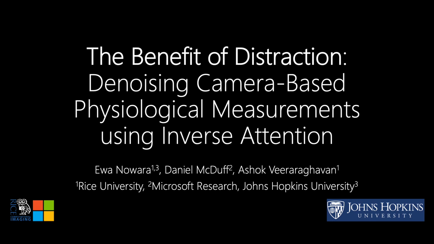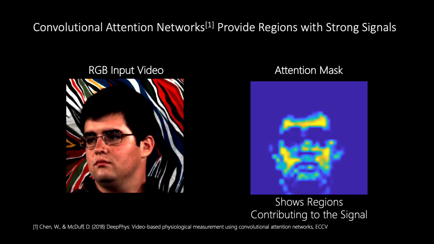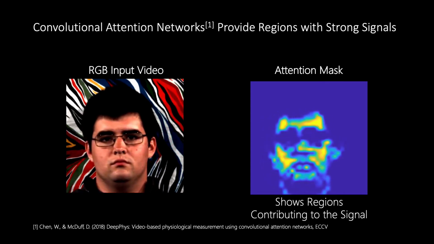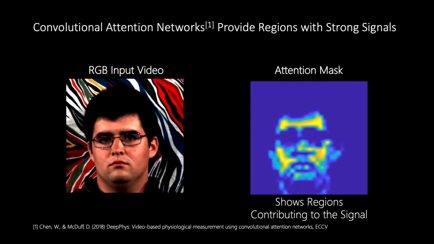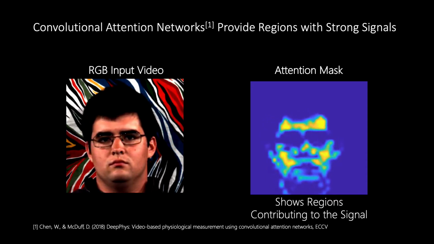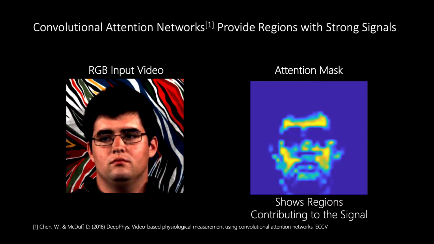The benefit of distraction: denoising camera-based physiological measurements using inverse attention. Convolutional attention networks are the current state-of-the-art for obtaining physiological signals from video. This is an example of an input video and the generated attention mask used to compute the physiological signal. In addition to providing accurate physiological estimates, the attention masks also show which regions of the video are clean and contribute to the signal.